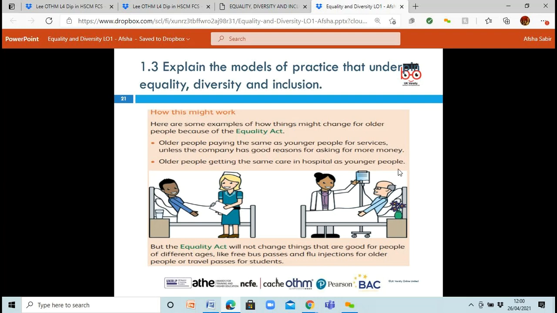Now, we know that there are some things, like older people getting free bus passes or flu injections. It's just that they're more at risk for certain things. But then again, you've got the same sort of travel passes or discounted rates for younger persons as well. So it just sort of pulls itself out.